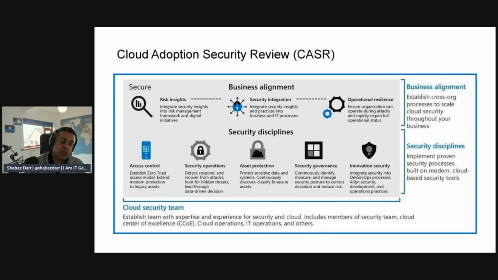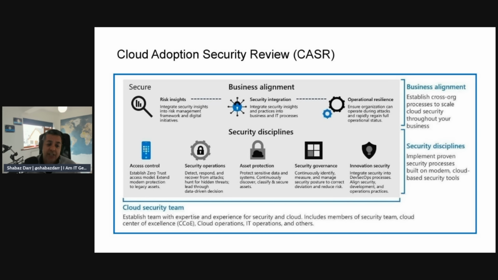So let's look at the security review. The Cloud Adoption Security Review, which is a CASR. As you can see in the middle, we have this business alignment and security disciplines. The business alignment includes risk insights, looking at the security integration and operational resilience as well. Underneath that, we have 5 security disciplines. So access control, and we spoke about in topic 1 around zero trust and establishing that zero trust access model.